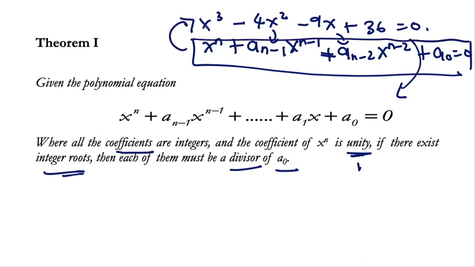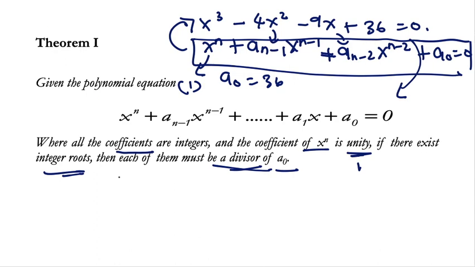Now, if you look at this, a_0 here is 36, and the coefficient here is 1, isn't it? The coefficient of the highest degree of the polynomial here is 1. So you can find the root using this theorem, like I said earlier. But what if we have something else here?